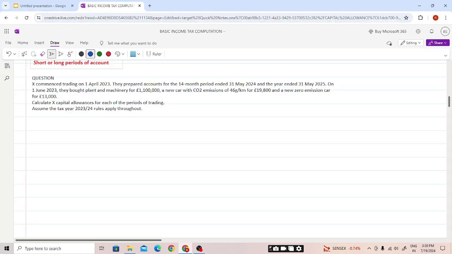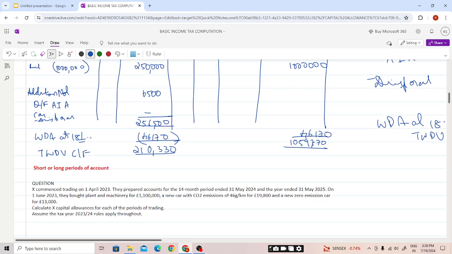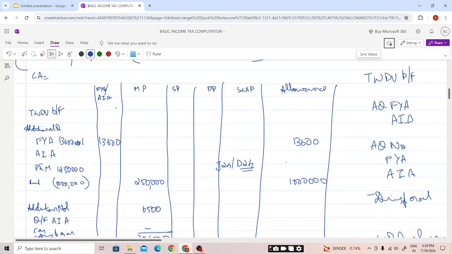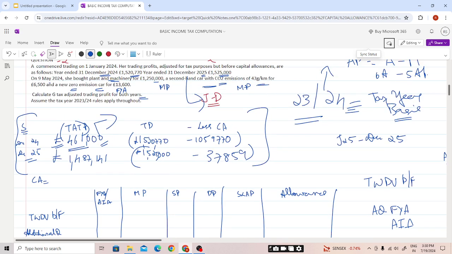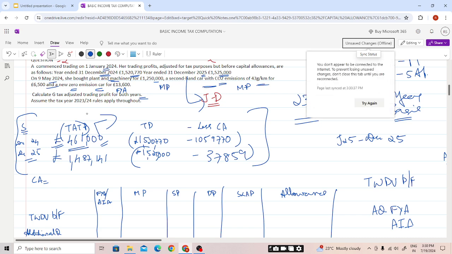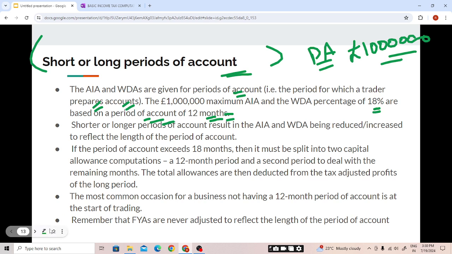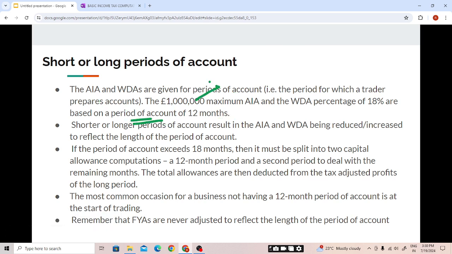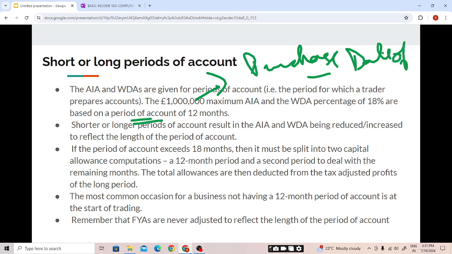So here, students, have you noticed one point? When we calculate our WDA, that is 18%, it was purchased in May, so we need to calculate the WDA for only 8 months. But one important point in the capital allowance chapter is that the AIA and WDA are given on the period of accounts. So if they are given on the period of accounts, then the purchase date of the asset is irrelevant.